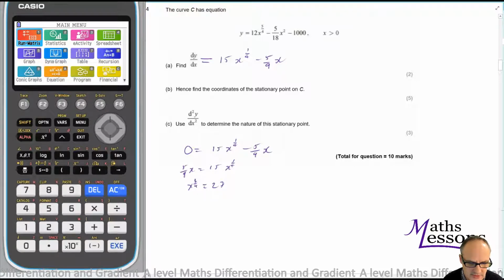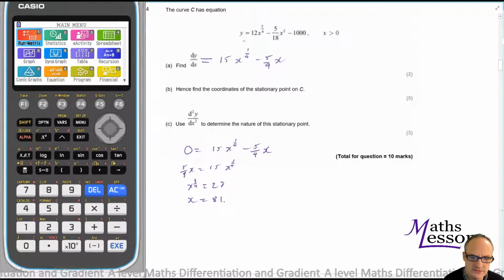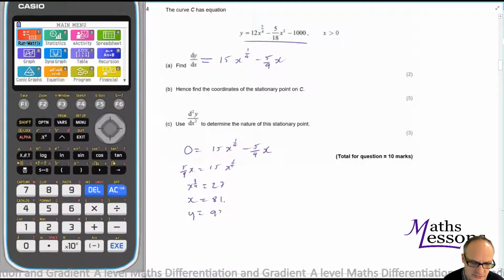And then undoing this, we cube root first, we get 27 cube root is 3, and then do the power of 4, that gives me x equals 81. And then we can put that number back into the y value, and we can get y out as 93.5.